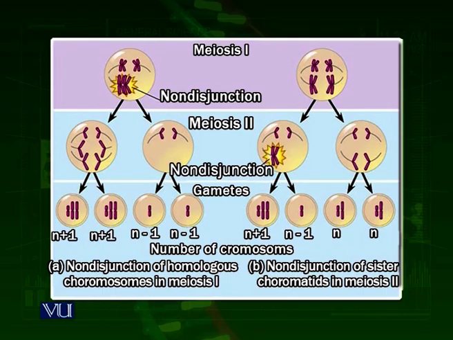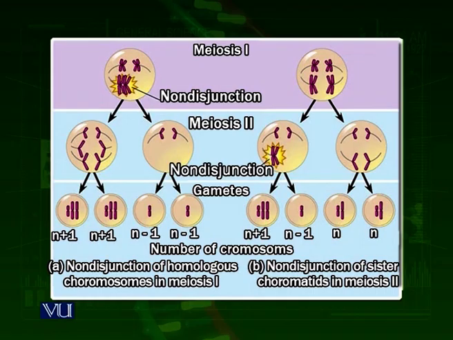Now, as you can observe in these two diagrams, if you compare both of these non-disjunctions, the first one, non-disjunction in meiosis 1, and the second one, non-disjunction in meiosis 2, we can see that non-disjunction in meiosis 1 is more dangerous, because the result is that all four gametes have an abnormal number of chromosomes. But in the case of non-disjunction in meiosis 2, we have two normal gametes and two abnormal gametes. So if non-disjunction occurs in meiosis 1, then the result will be all abnormal gametes, more dangerous. But in case of non-disjunction at meiosis 2, we will have two normal gametes and two abnormal gametes, that is 50% correct and 50% incorrect.